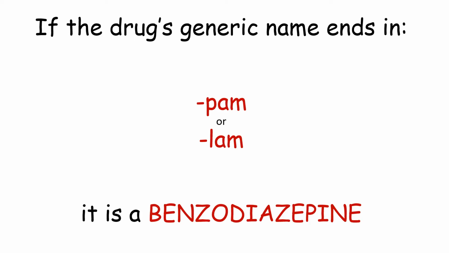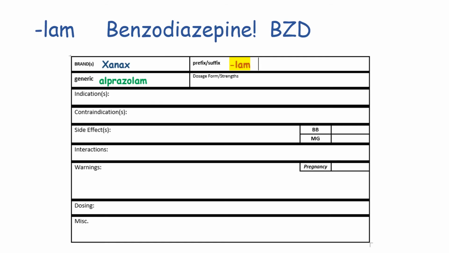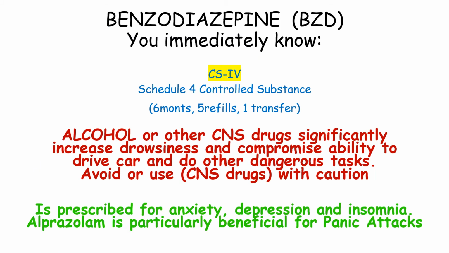Also, this is just a little point. Any drug that ends in PAM or LAM, it's a benzodiazepine. So this one, we see that it ends in LAM, and so it's a benzodiazepine. So when you have a benzodiazepine, you automatically, immediately, it's a CS4. It's a Schedule 4 controlled substance.